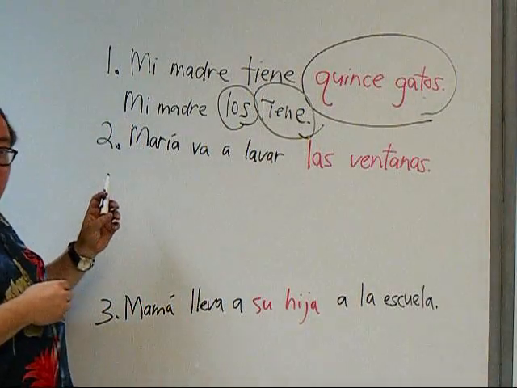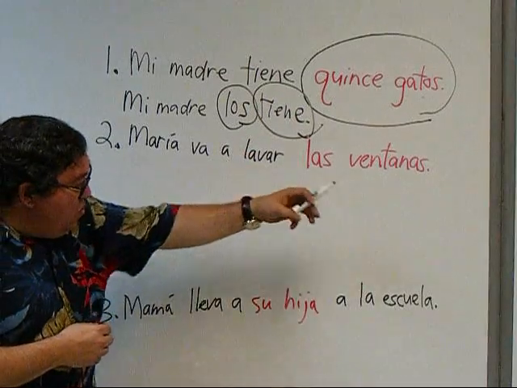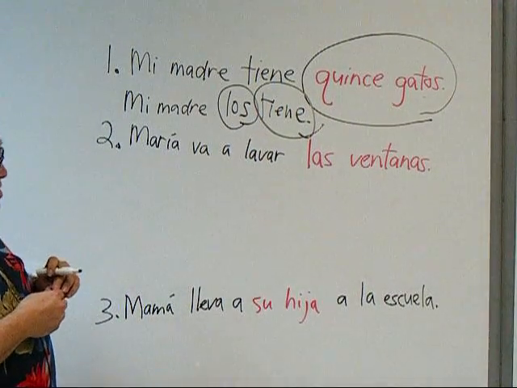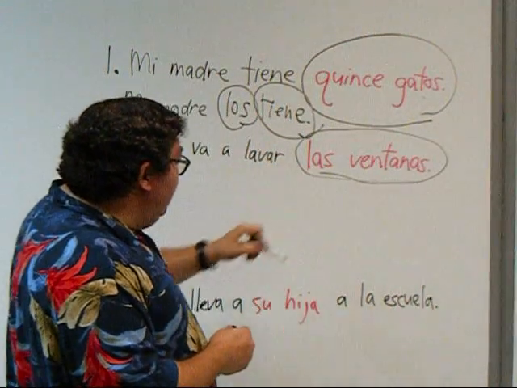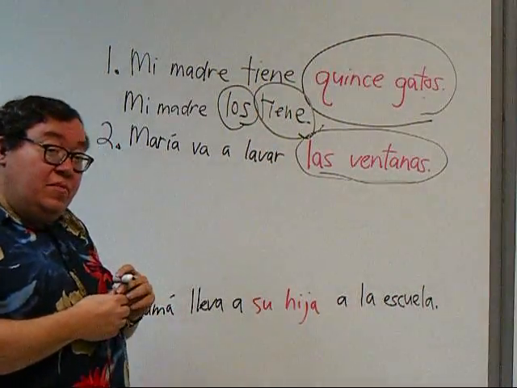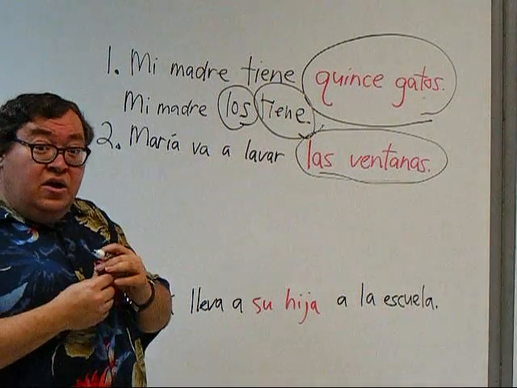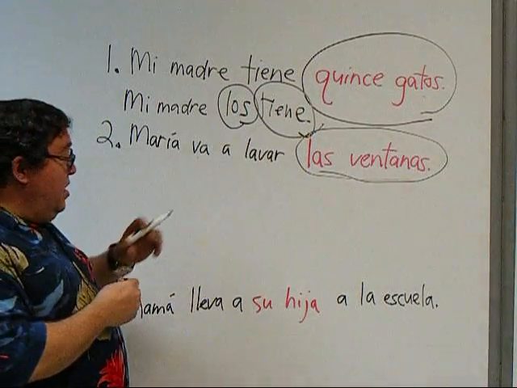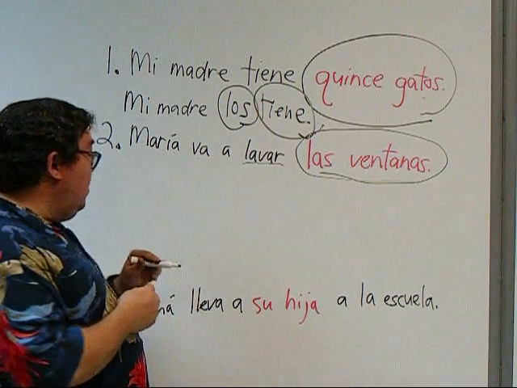Okay, now, let's look at number two. Maria is going to wash the windows. In this case, the windows is my direct object. Notice that it's feminine plural. Here it is. And that's a feminine plural word. Okay, my feminine plural direct object is las. Now here I have two choices. There's my conjugated verb, is going, and there's the verb to wash. That's an infinitive. So we're going to do this one two ways.